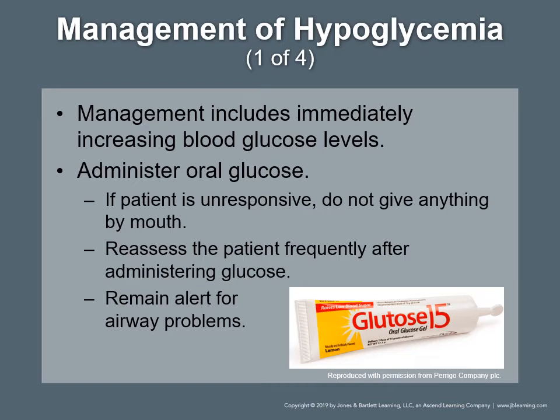Reassess the patient frequently after administering glucose. Remain alert for airway problems, sudden loss of consciousness, or seizures. Do not delay transport just to give additional oral glucose if the patient has an altered mental status. The risk of increasing the glucose level of a patient who is already hyperglycemic is minimal. The patient with diabetes who is unresponsive and having seizures is more likely to be in a hypoglycemic crisis.